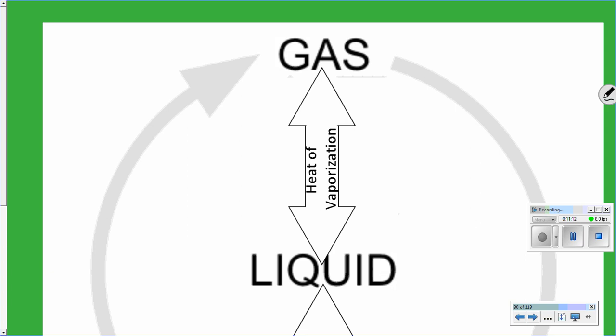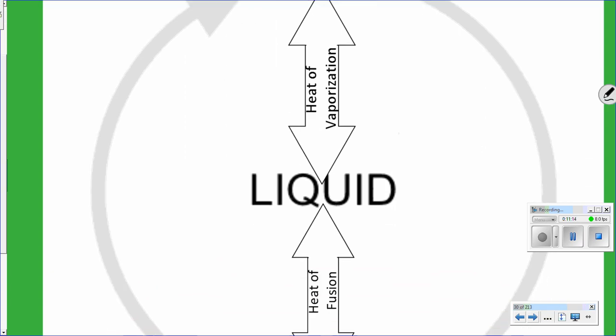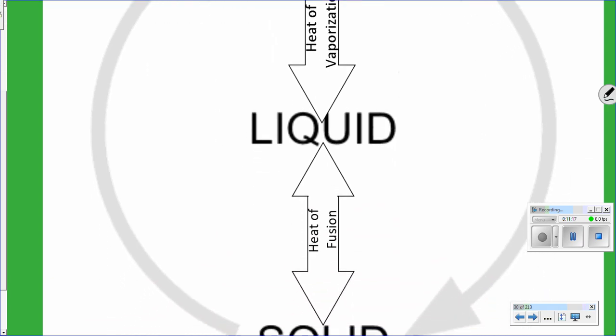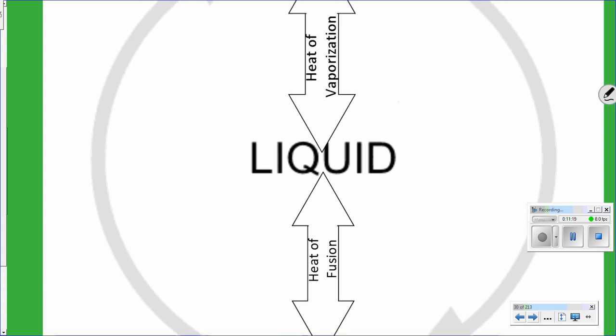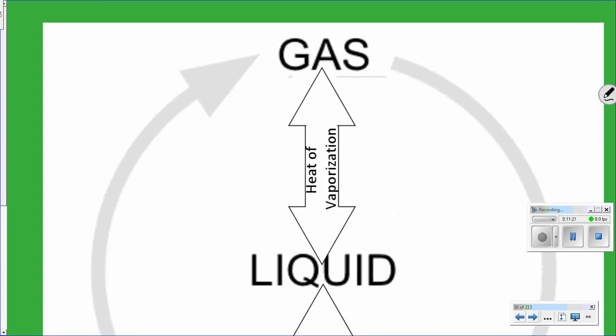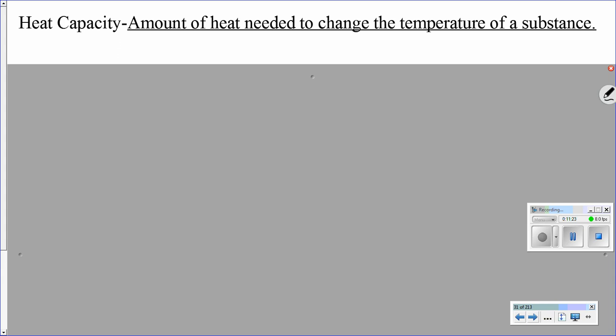So I saw this somewhere once and liked this graphic of the idea that liquids are in the middle. If we're going to solid, we're using heat of fusion. If we're going to or from gas, we're using heat of vaporization.